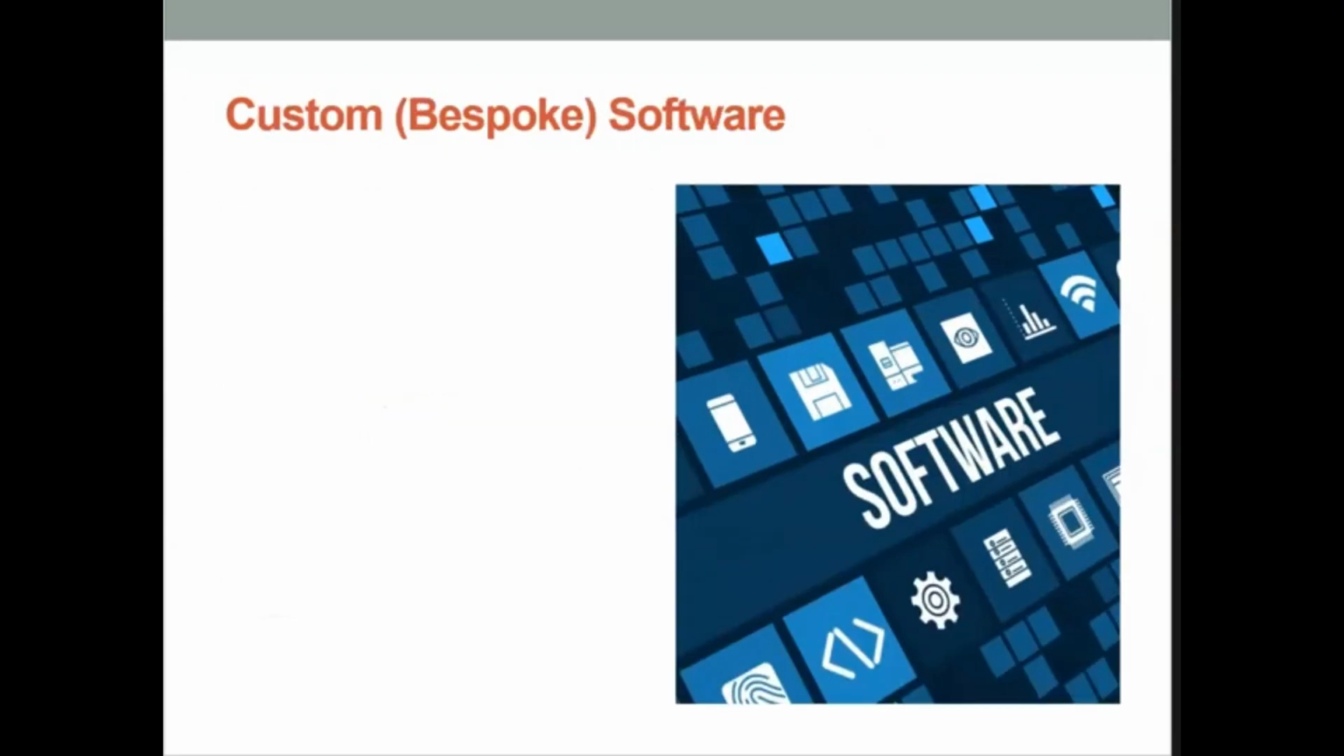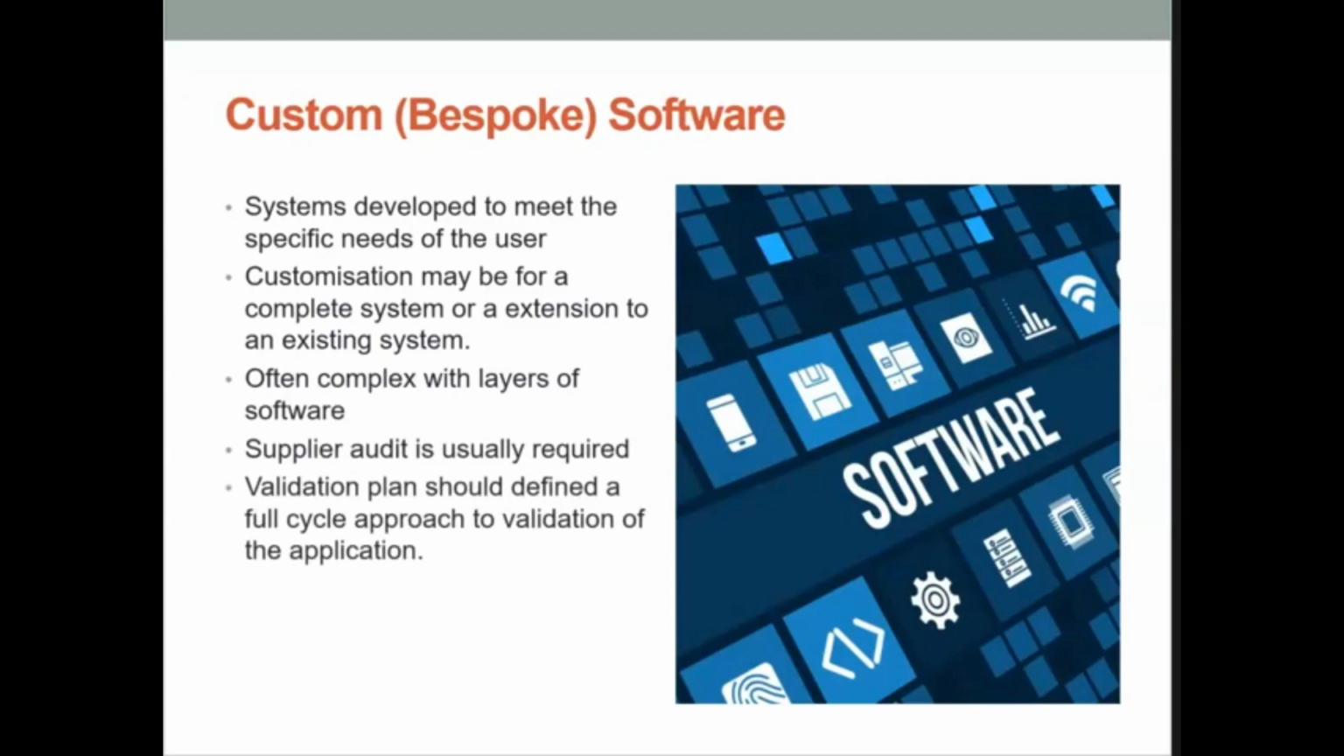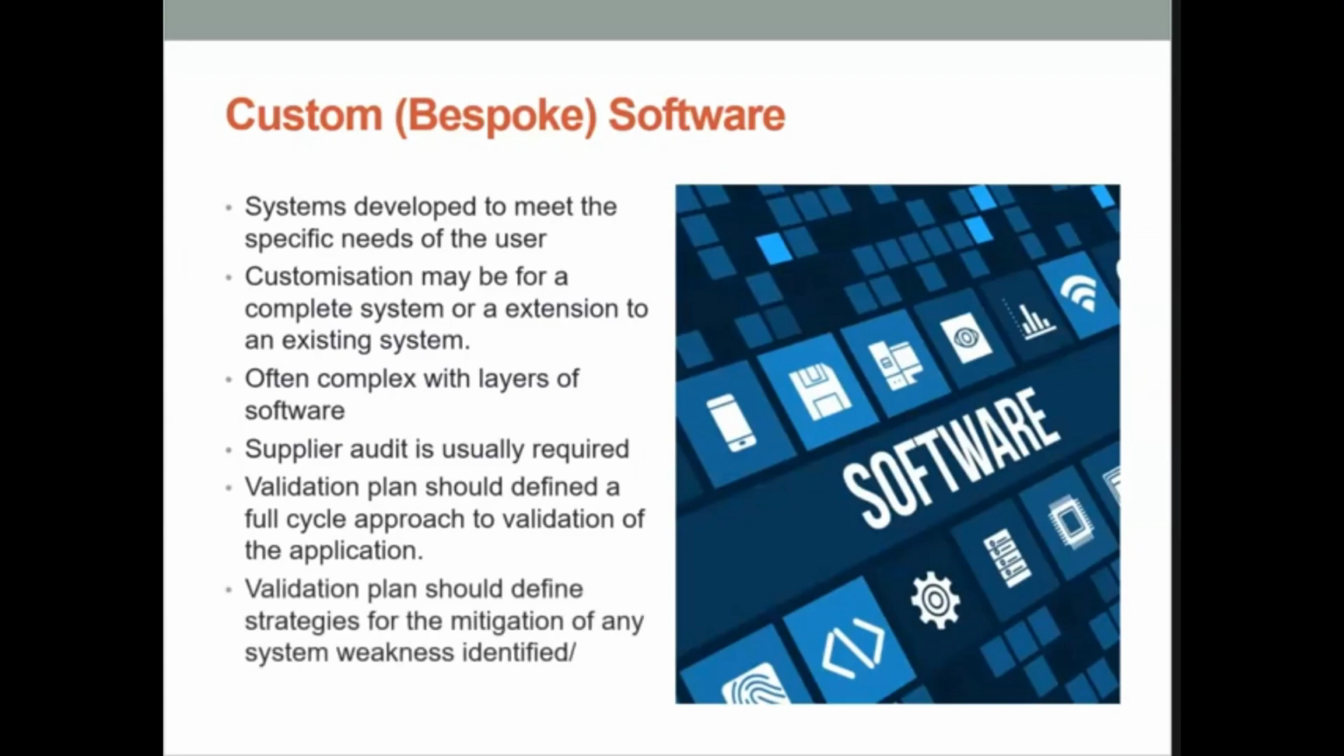Custom or bespoke software. Systems developed to meet the specific needs of the user. Customization may be for a complete system or for an extension to an existing system. Often very complex with layers of software. A supplier audit is usually required. The validation plan should define a full cycle approach to validation of the application. The validation plan should define strategies for the mitigation of any system weaknesses that have been identified.